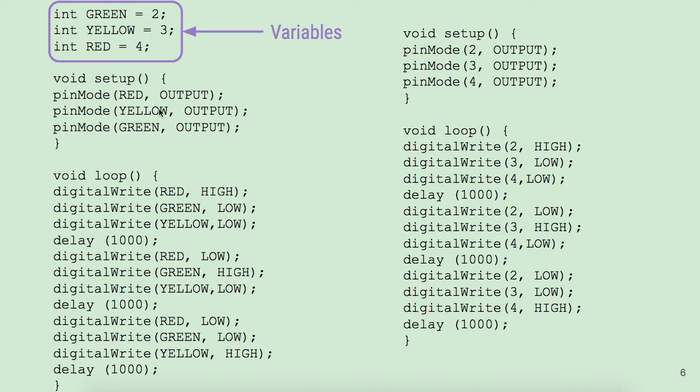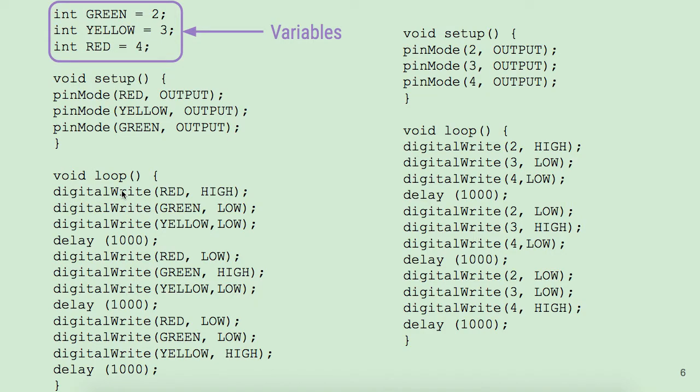Then we have pinMode yellow, OUTPUT. If I didn't initialize variables, that would be pinMode 3, OUTPUT. Yellow and 3 mean the same thing. Here, it just makes more sense because you know that the yellow LED is connected to pin 3. So you kind of get the gist of the void setup. Then we have the void loop.